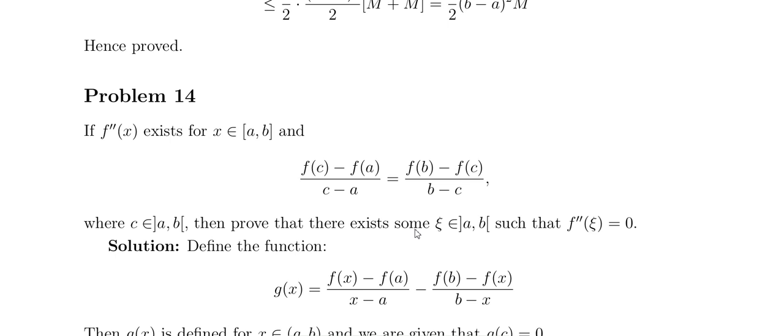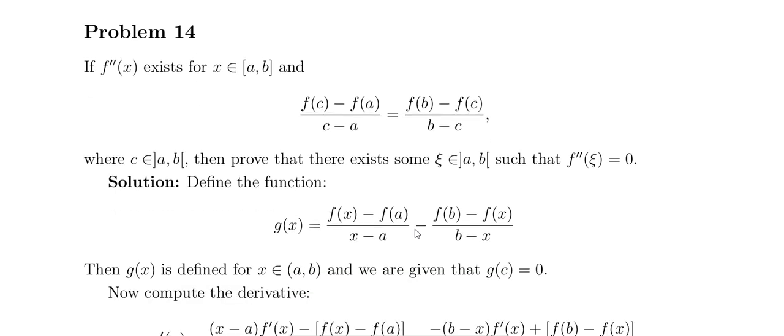So f double dash second derivatives exist and x belongs to a comma b, f of c minus f of a divided by c minus c, f of b minus f of c divided by b minus c. C is belongs to the open interval a comma b. Actually result என்ன அப்படின்னு பார்த்தீங்கன்னா there exists some zeta belongs to open interval a comma b. The second derivative at the point zeta equal to 0.